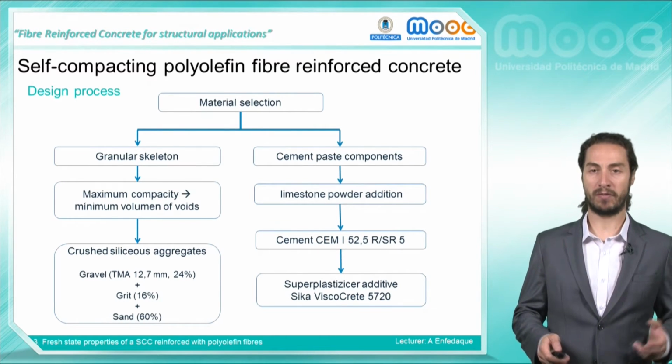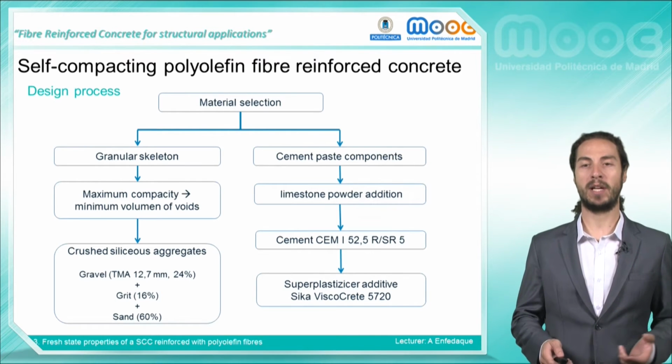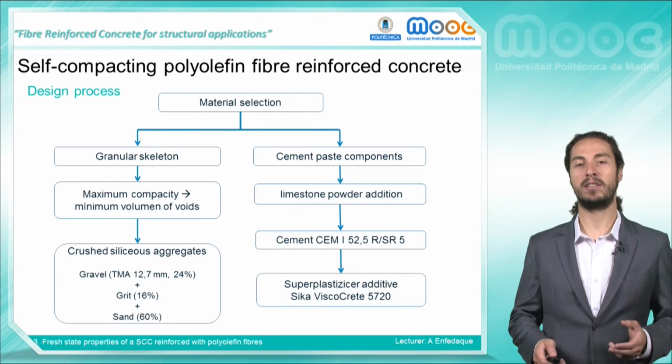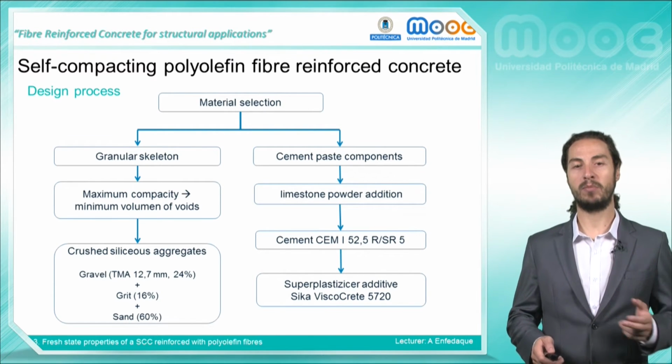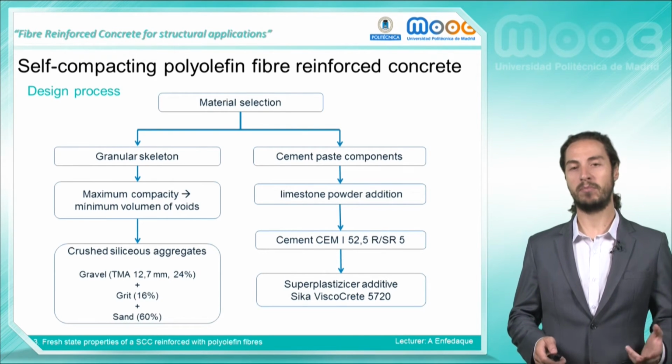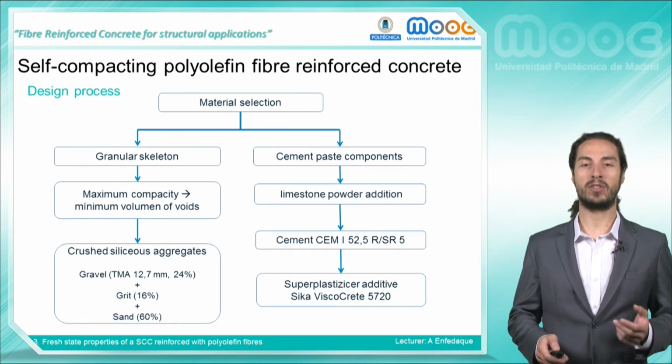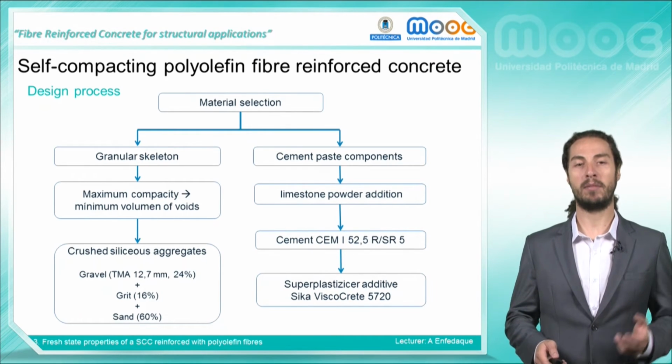Once the proportion of aggregates has been obtained, the cement paste design starts. In this case, a self-compacting concrete, the amount of fine particles should be high in order to obtain the desired fresh properties. This could be done by adding cement, which might increase the cost, or by substituting some proportion of cement by limestone powder.